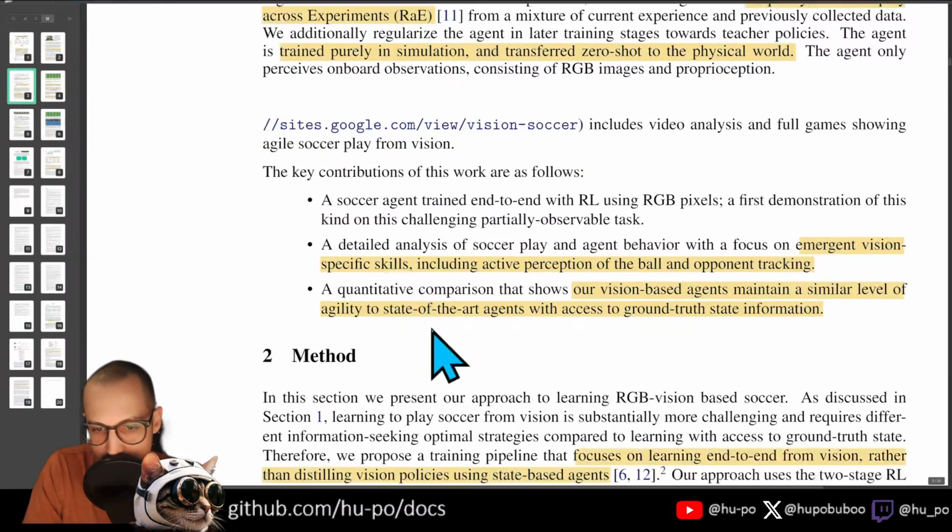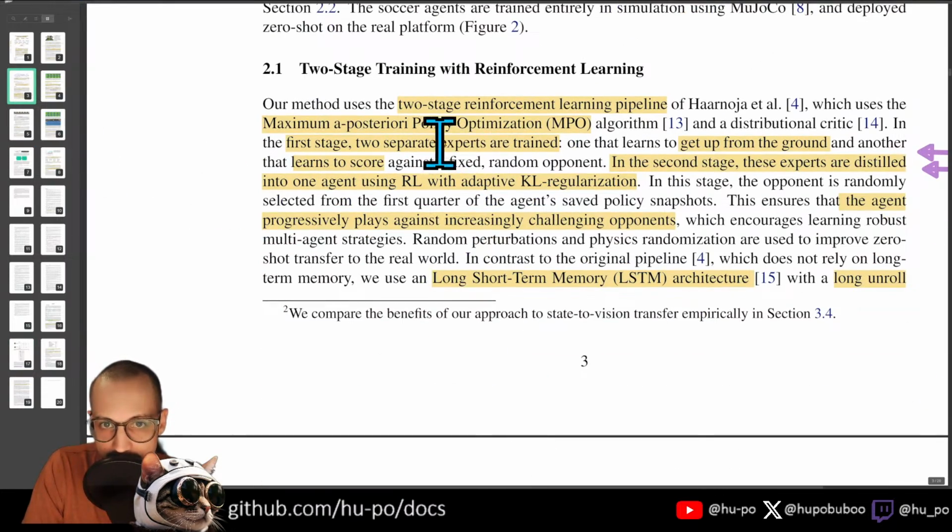In this case, whenever they're saying expert, two separate experts, what they're talking about is an expert that gets up from the ground, which is a policy, which is also an agent, and an expert that learns to score, which is also a policy, which is also an agent. So expert and agent don't necessarily have very specific, narrow definitions. They're kind of broad terms.